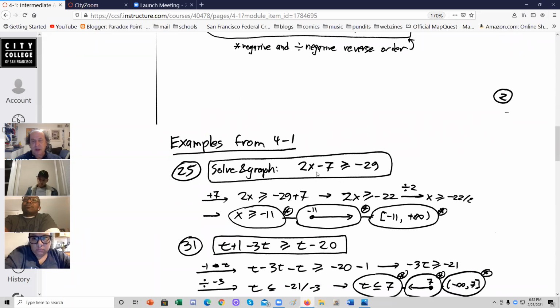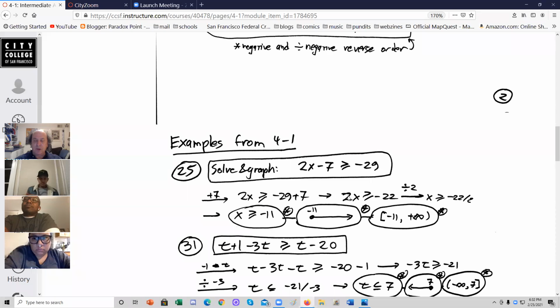So here we go, some examples. Solve and graph: 2x minus 7 is greater than or equal to negative 29. Okay, if this were an equation, we'd transpose the 7 and then the 2, and we'll do the exact same thing. We'll add 7 to both sides. 2x greater than or equal to negative 29 plus 7. Same inequality, greater than or equal. So 2x is greater than or equal to negative 22.